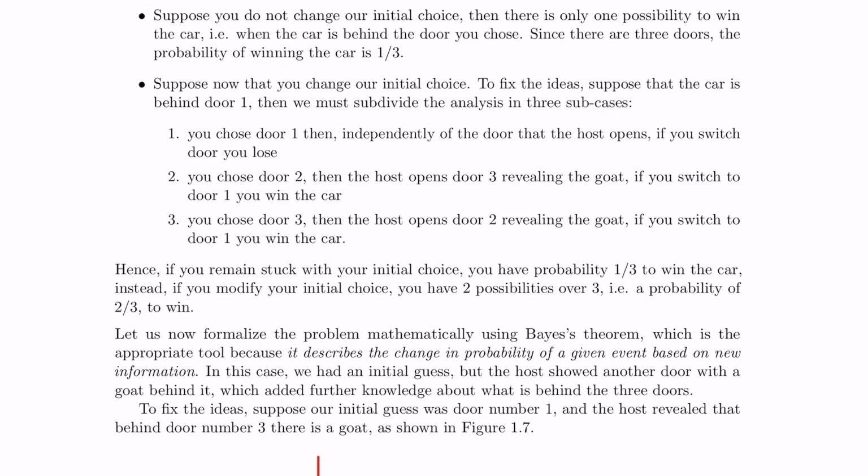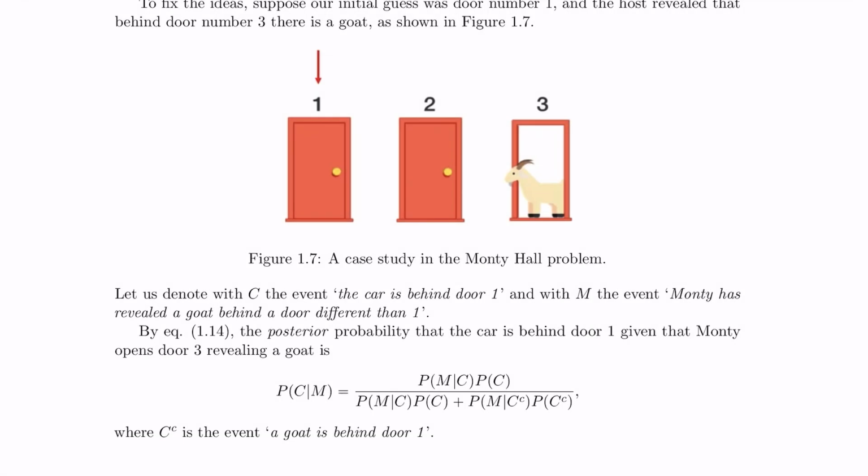So, if you remain stuck with your initial choice, you have probability 1/3 to win the car. Instead, if you modify your initial choice, you have 2 possibilities over 3 to win the car, that is a probability of 2/3. We are now going to see that if we use the Bayes theorem, we get exactly the same result. To fix the ideas, suppose that we have chosen door 1 and that Monty opened door 3, revealing the goat, as depicted here.